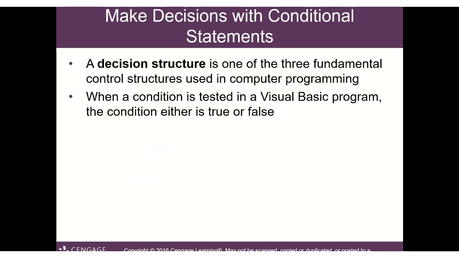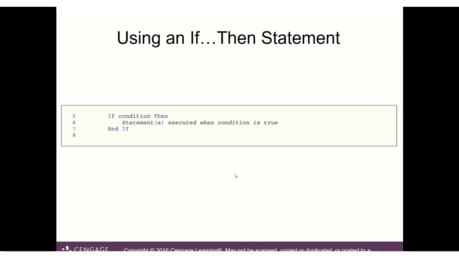Then comes the decision structure. This decision structure is one of the three fundamental control structures used in programming languages. When a condition is tested in a Visual Basic program, the condition is either true or false. So if the condition is true, then you do some statement. This is the classic structure of the If statement, one of the conditional statements used in Visual Basic programming.